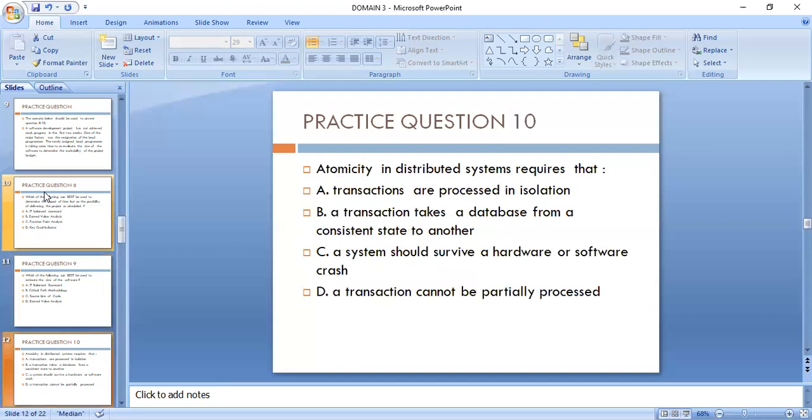Question 10. Atomicity in distributed systems requires that A. Transactions are processed in isolation. B. A transaction takes a database from a consistent state to another. C. A system should survive a hardware or software crash. D. A transaction cannot be partially processed. Okay, so what's atomicity? Atomicity says that it's either you complete the transaction or the transaction is reversed.